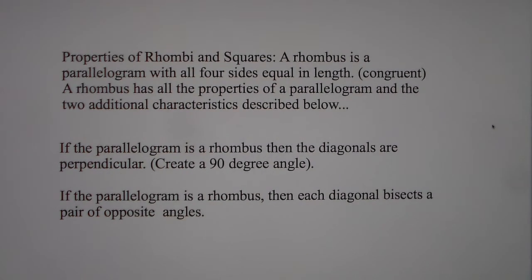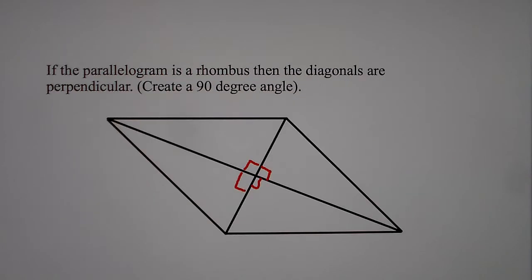A rhombus is a parallelogram with all four sides equal in length, congruent. A rhombus has all properties of a parallelogram and two additional characteristics described below. If a parallelogram is a rhombus, then the diagonals are perpendicular, aka they create a 90-degree angle. If a parallelogram is a rhombus, then each diagonal bisects a pair of opposite angles. Let's break those two concepts down a little bit more.